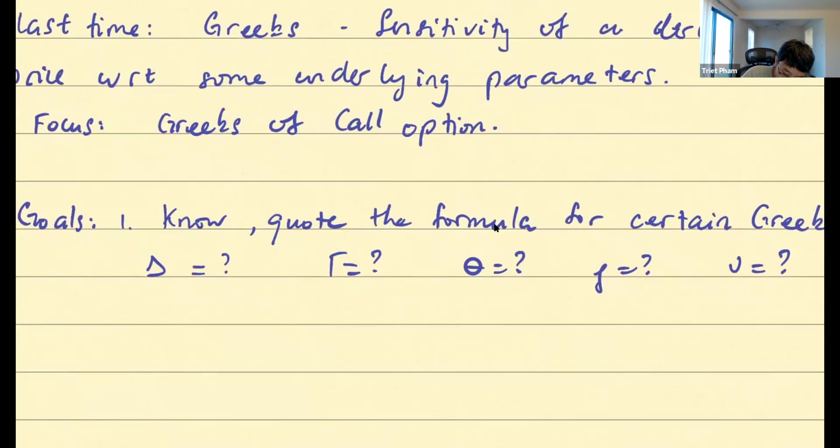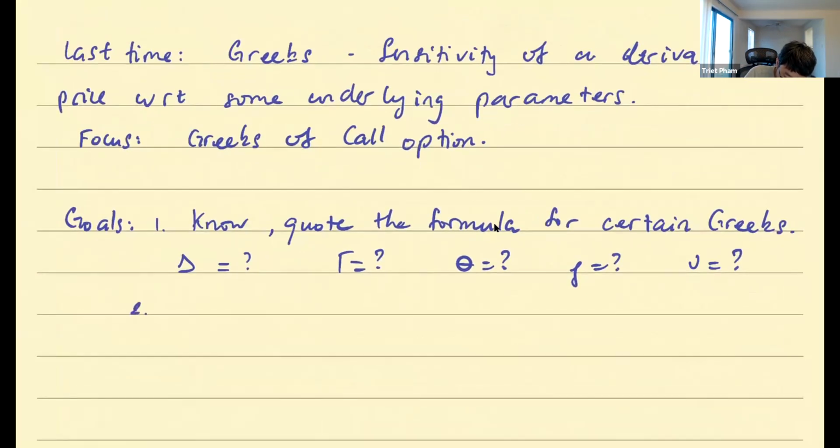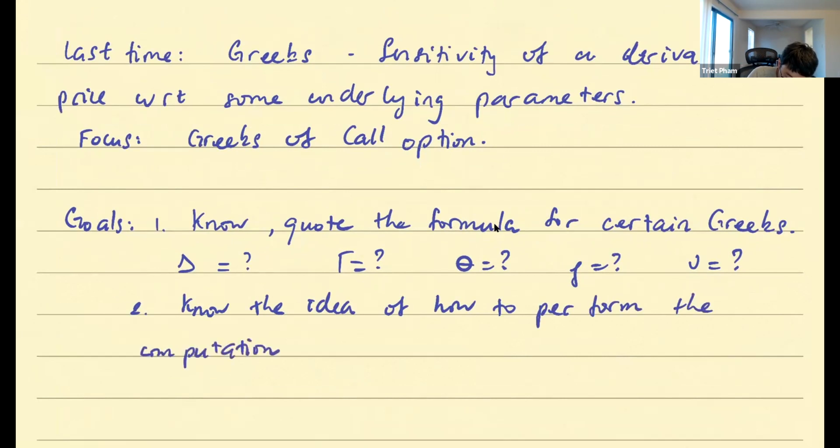The second is to at least know the idea of how to perform the computation for these Greeks. In other words, suppose that delta equals N(d plus). How do you get this? How do you differentiate the Black-Scholes formula and get down to this?